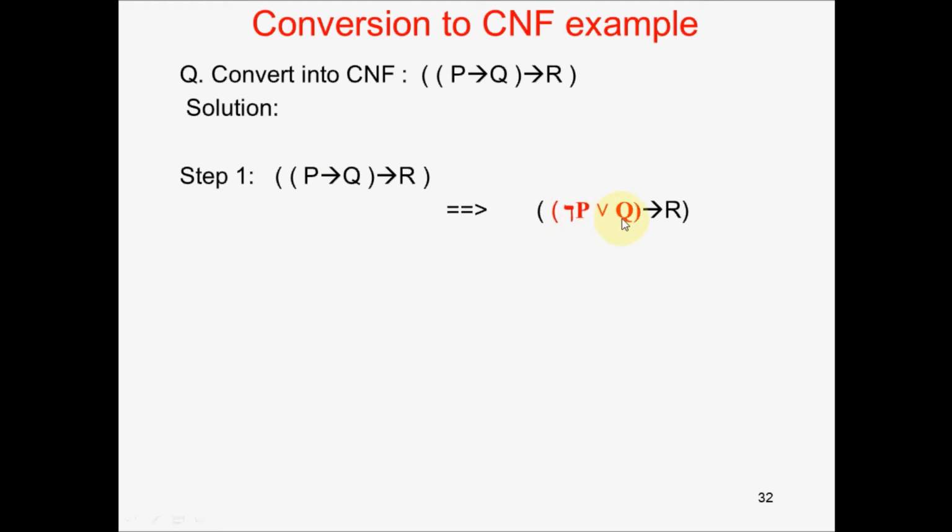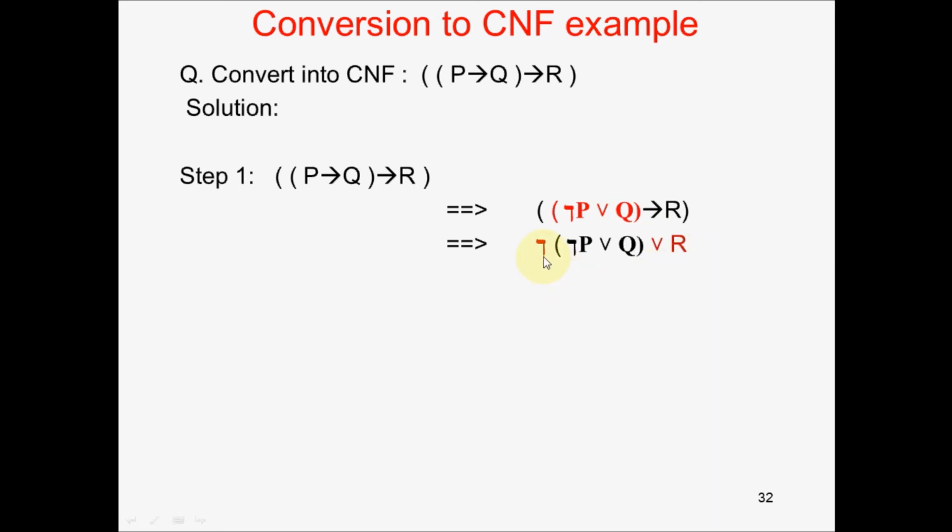Implies R. So the innermost implication is eliminated. Then we are going to eliminate the outer implication. So this whole term can be then written as not of this whole term, or R. Correct? Not of this whole term or R.